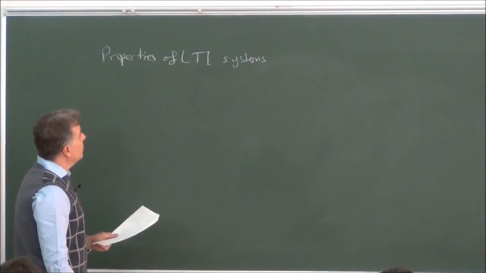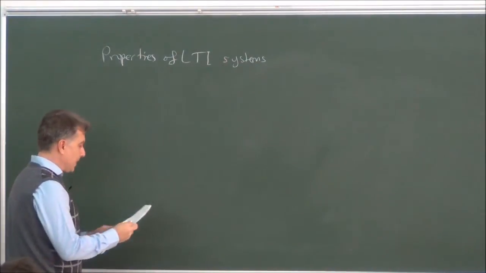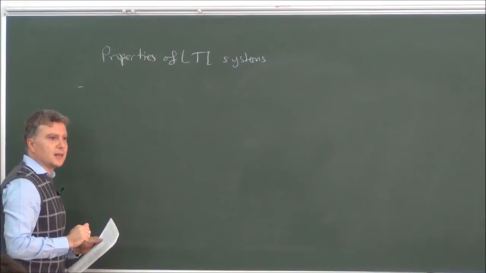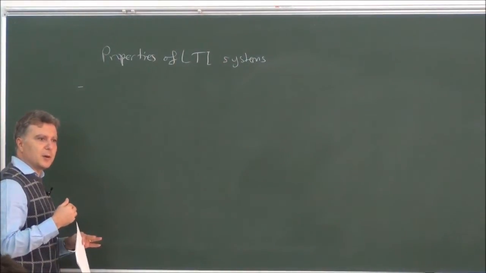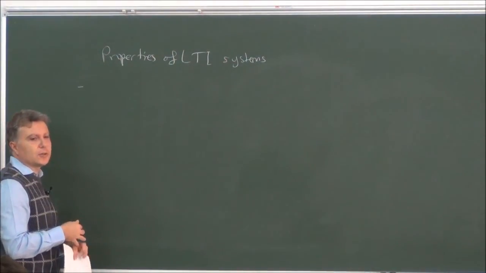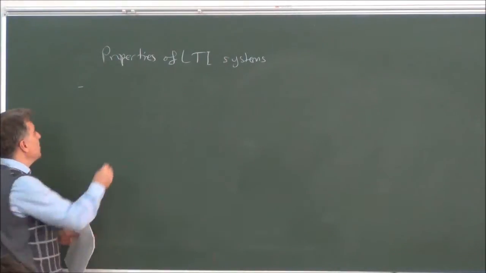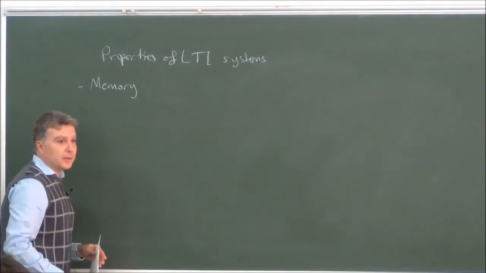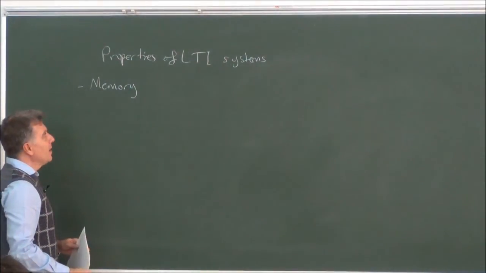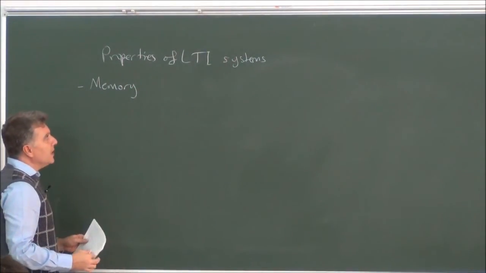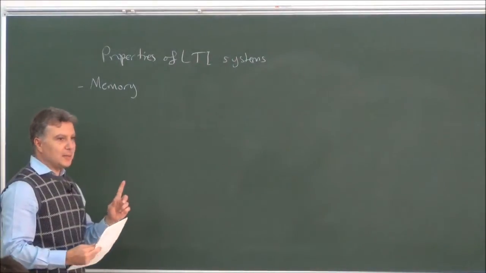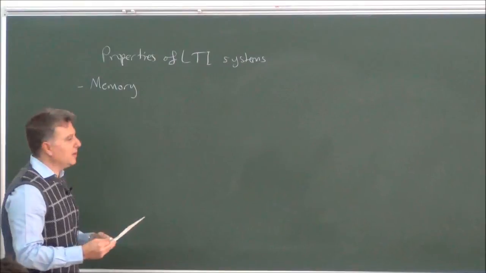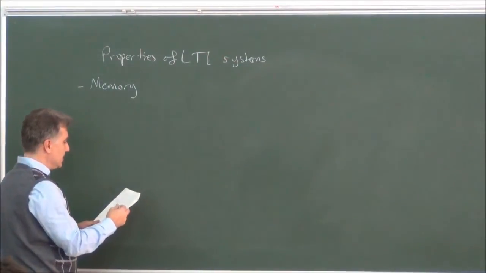So for LTI systems, the first property that we may start with, do you remember the properties that we listed out for systems in general? For example, memory was one of them. Unfortunately for LTI systems, there is only one memoryless system, if you're considering all the types of LTI systems.